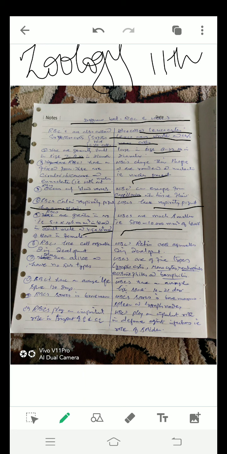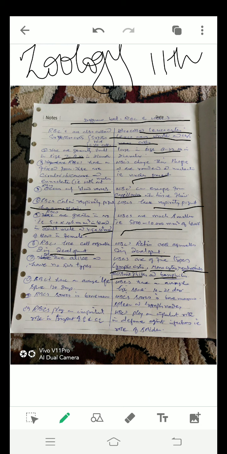Red blood cells lose cell organelles during development, but white blood cells retain cell organelles during development. Red blood cells are alike and have no subtypes, but white blood cells are of 5 types, that is lymphocytes, monocytes, neutrophils, eosinophils, and basophils.